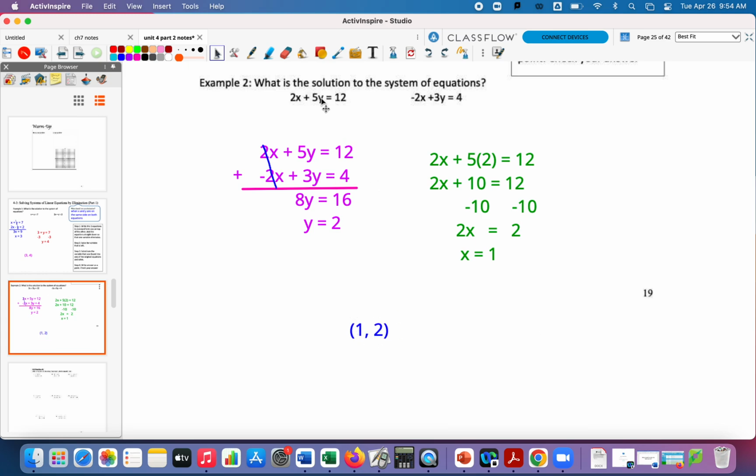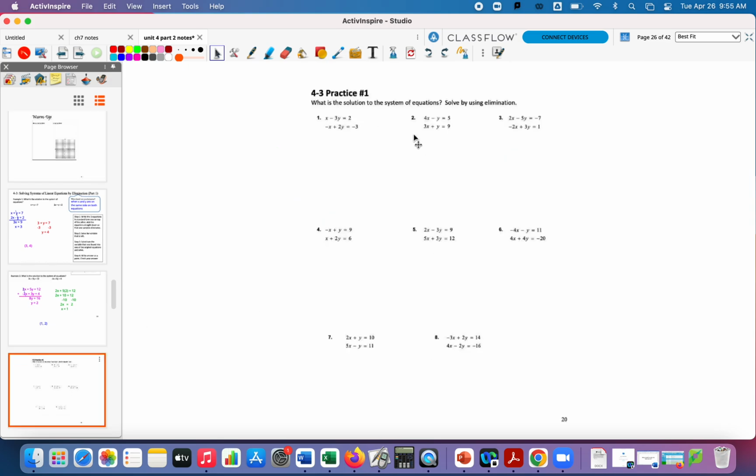So you can see this would be difficult to graph, difficult to do substitution. Elimination, though, was quite easy and led me to an answer without too much work. The next page has some for you to try out, and we'll go over some of these in class.